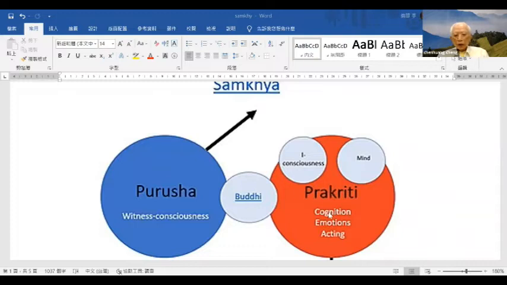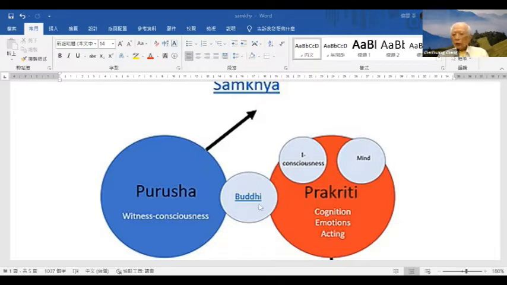Purusha and Prakriti are independent from each other. They are not connected. When they are connected, then Purusha has no freedom, because Purusha has become the subordinate of Prakriti, or Purusha is under the control of Prakriti.